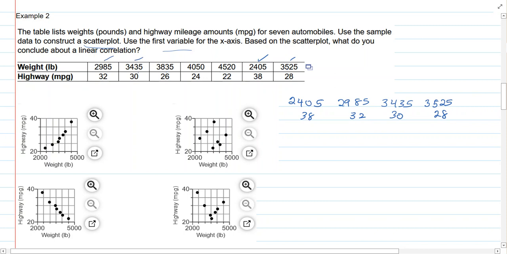Now I got the 38,35, and we get 26 miles per gallon. And then we're in the 40s of weight. 4,050 pounds, and we get 24. The vehicle weighs that much. And then we have the last one, 4520, and we get 22. Well, we can see that the weight does have something that affects the mileage, MPGs.